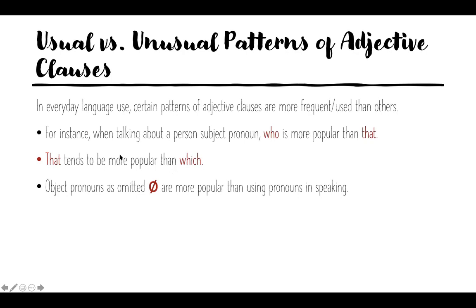That tends to be more popular than which. Especially, I guess, if you consider Latino speakers, they also use that a lot. But that is more popular than which. And remember, which is reserved for things. But omitted object pronouns are probably the most popular option, more than using pronouns like who, which, that when speaking.